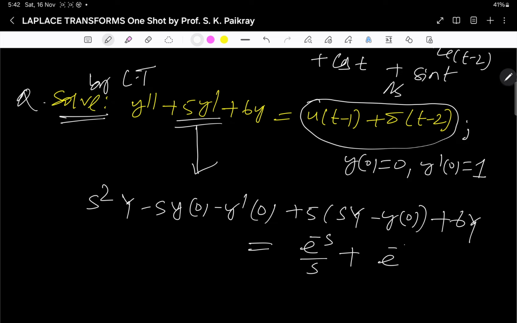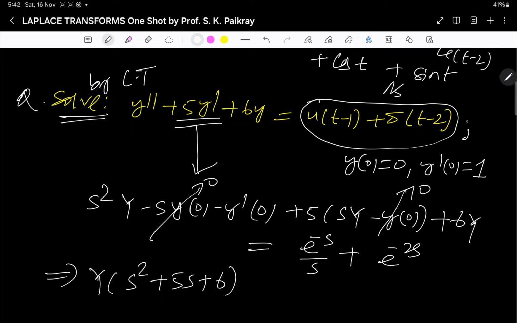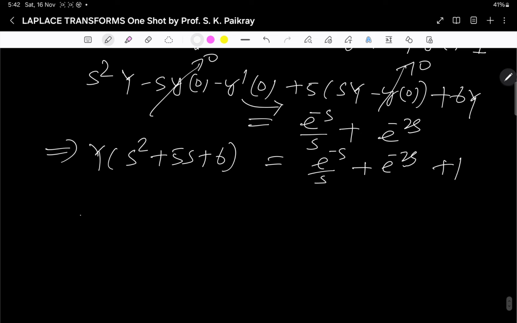It is simply e to the power minus 2s. You apply the condition here, y(0) is 0. Okay, so now collecting y terms together, y into s square plus 5s plus 6, and bringing this to the right hand side, it is e to the power minus s by s plus e to the power minus 2s, and bringing this, y dash 0 is my 1 here, plus 1. Okay, so now I simplify it.